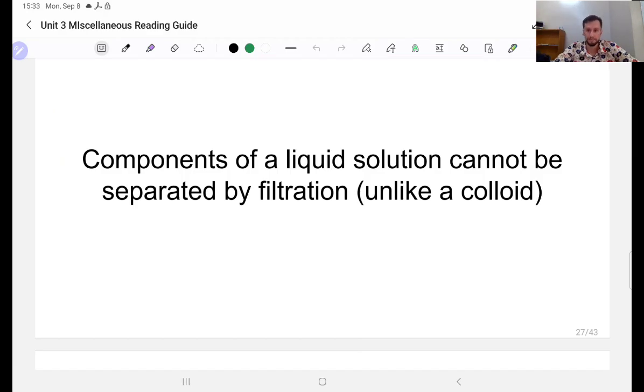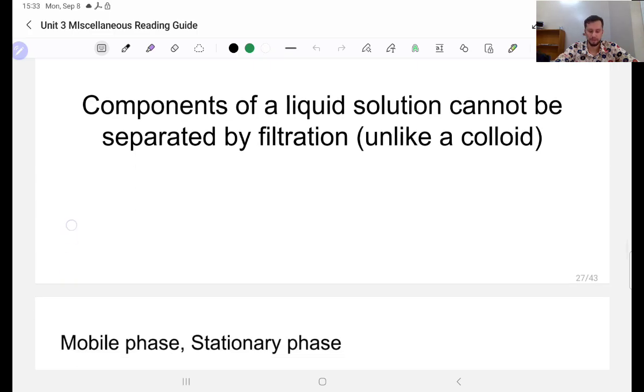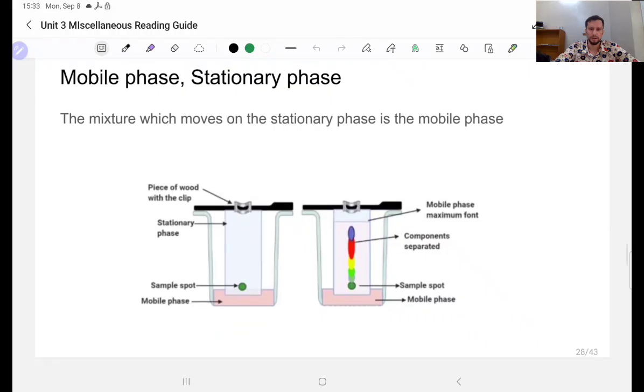So last time, in 11.5, we discussed how colloids can be separated through filtration, for example, milk or dust in the air. But a solution, a true solution, cannot. For example, if you have salt water, that's a solution. Salt cannot be filtered out of salt water by filtration. It will just go through the filter. And so we can use chromatography.